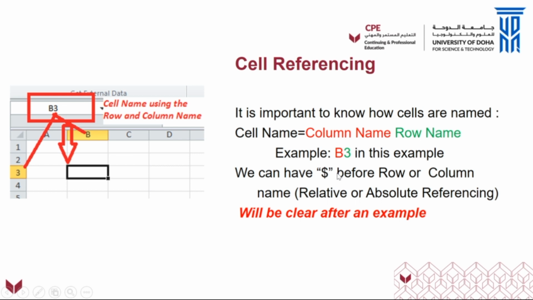We can have a dollar sign before the row or the column name, and this is used for referencing, and they are termed as relative or absolute referencing.